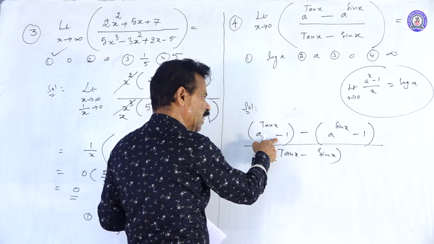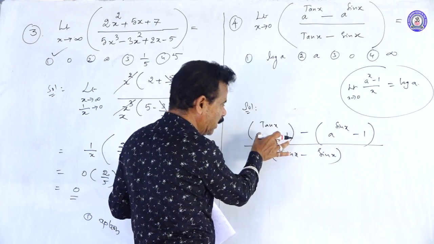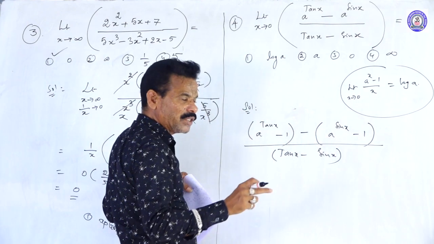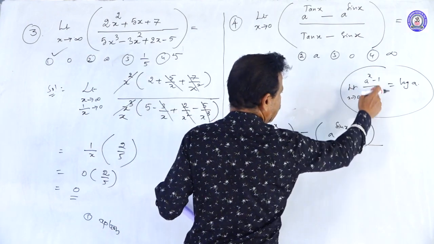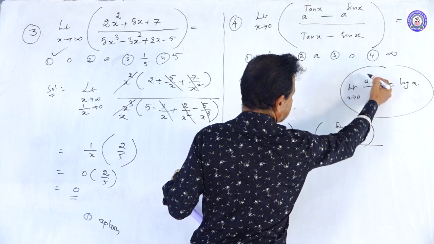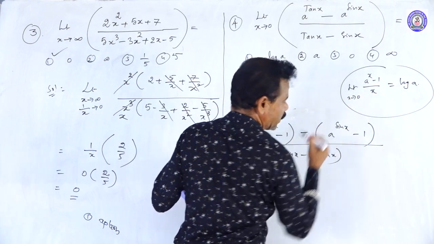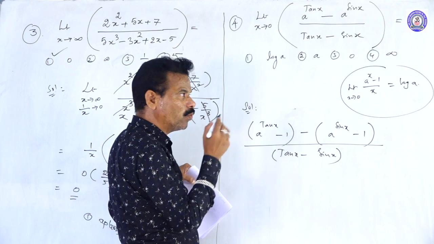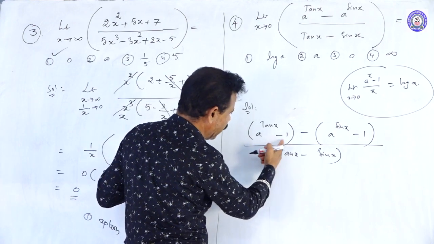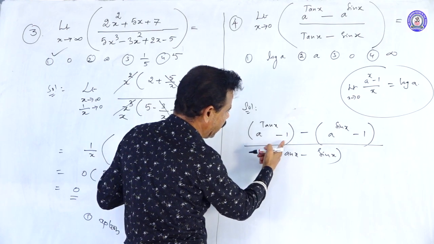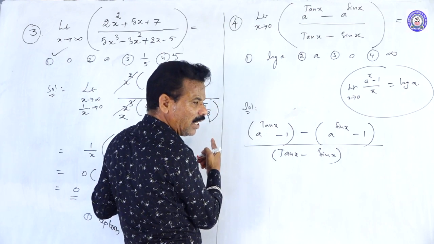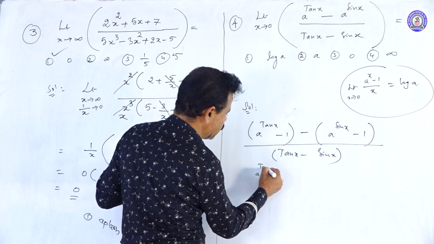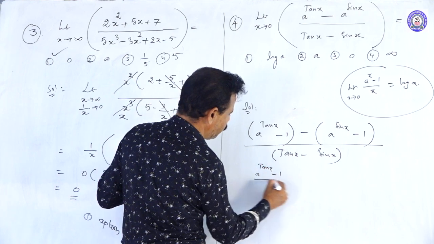But here we need division. Here the denominator needs tan x, and here the denominator needs sin x. So here x, and here the denominator also x. Then it is equal to log a. We convert it like that. So the denominator here is a power tan x minus 1 by tan x, that is log a. So we take it as tan x minus 1 by tan x.